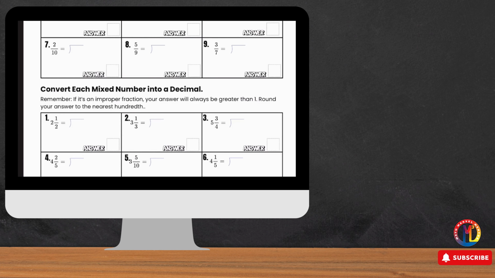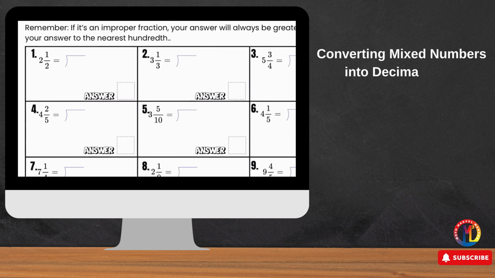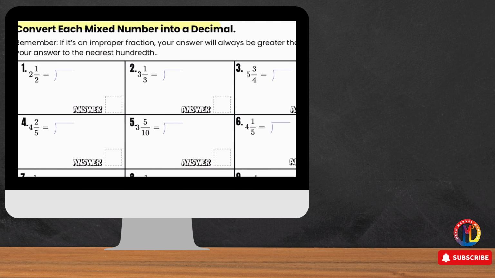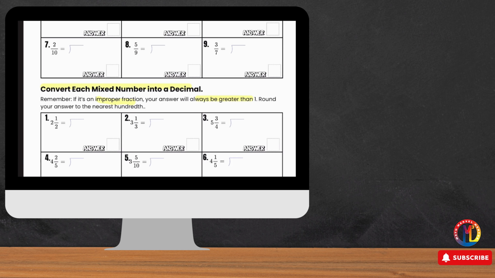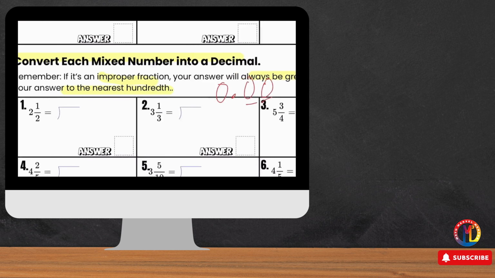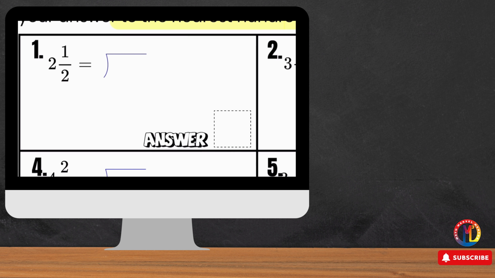Now we are going to be converting each mixed number into a decimal. And remember, if we rewrite it as an improper fraction, your answer is always going to be greater than 1, and we'll be rounding our answers to the nearest hundredth place value. So there's our ones place value, tenths, hundredths, so 2 digits to the right of the decimal. So let's start with 2 1/2.